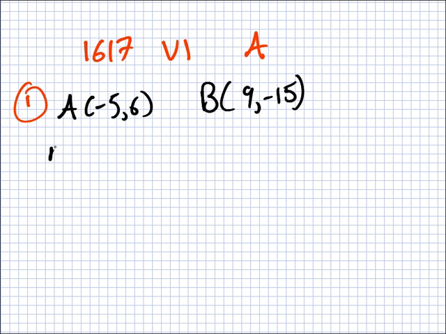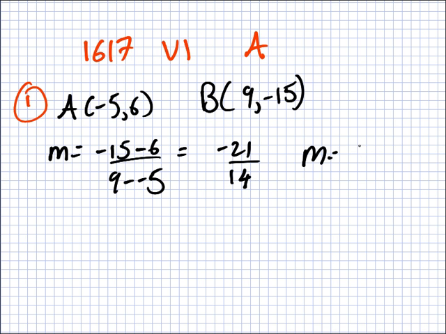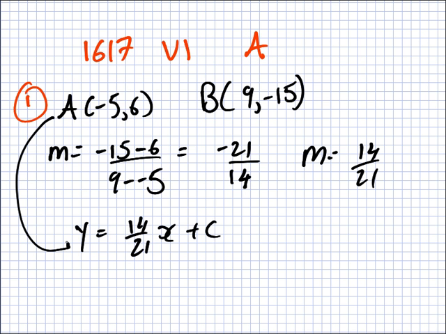Fine. So let's get the slope. Minus 15 minus 6 over 9 minus 5. That's minus 21 over 14, isn't it? Yes. So that means the m is really 14 over 21 because it's perpendicular. Yeah? So y equals mx plus c. Let's sub in A. We have to sub in A actually. So you can simplify to 2 over 3.